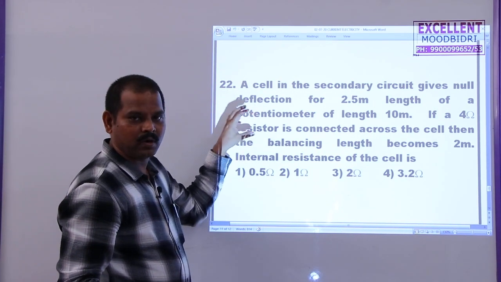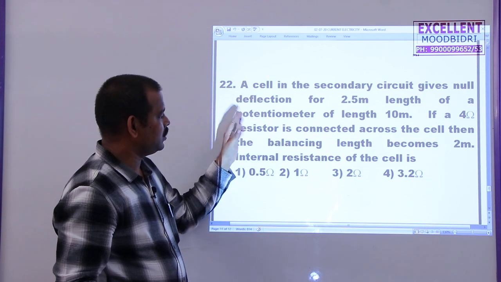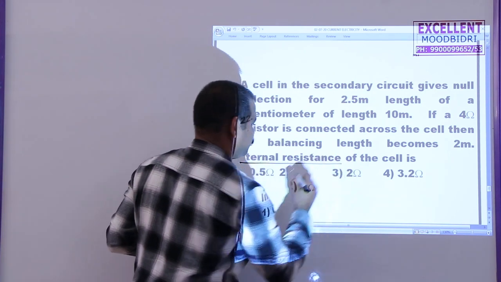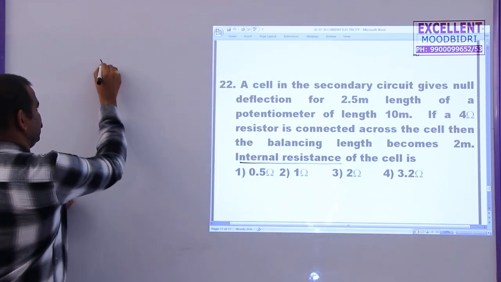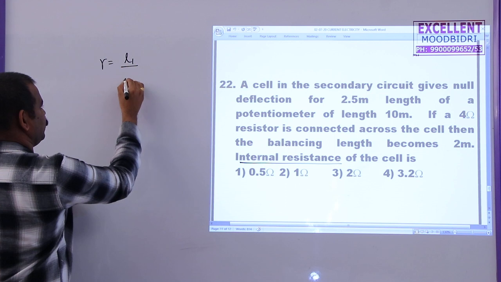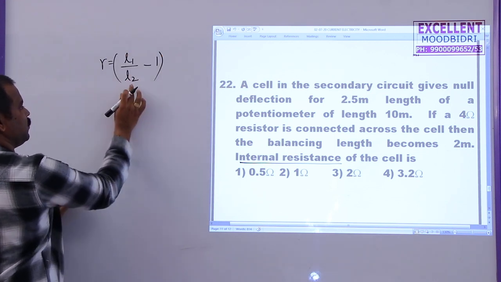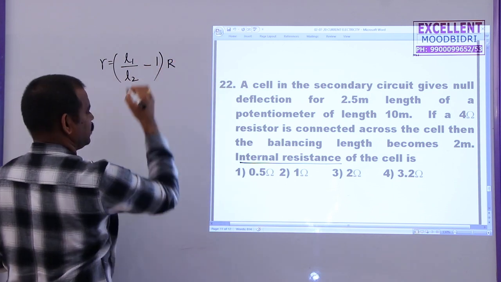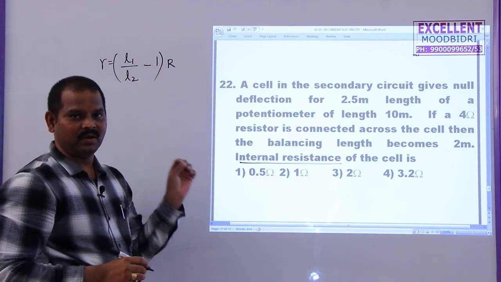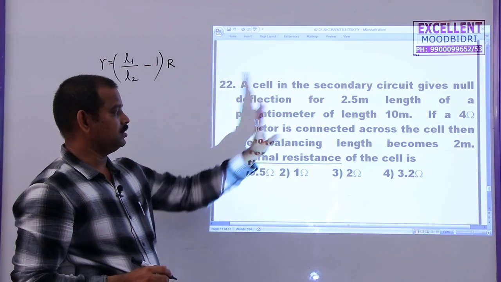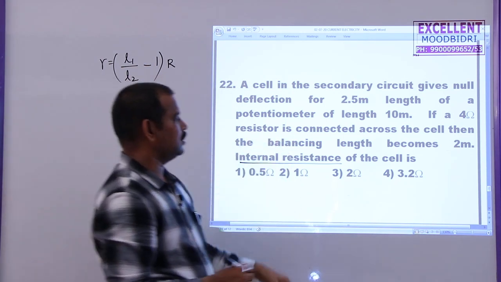This is one of the most important models in current electricity based on potentiometer. Here we are finding the internal resistance of a cell. The formula is initial balance length by final balance length minus 1, into R. What is L1? L1 is the balance length without external resistance. L2 is the balance length with external resistance, and R is the resistance that is connected here.